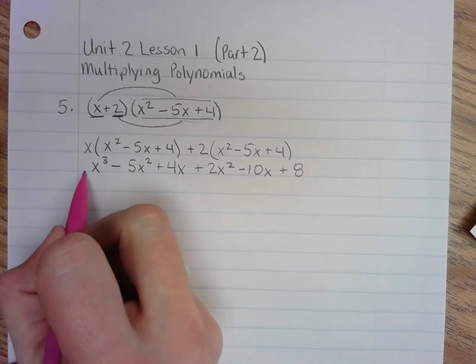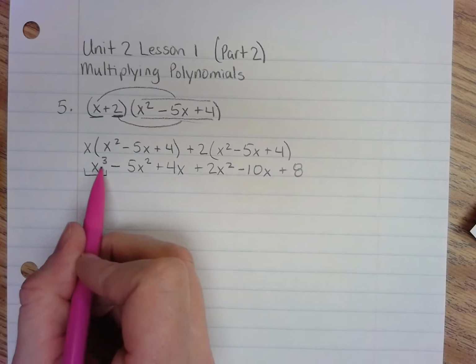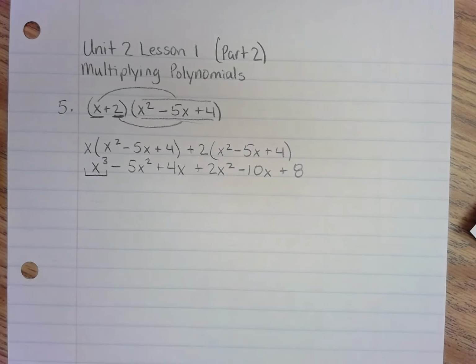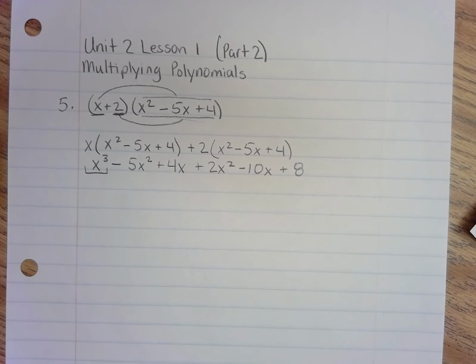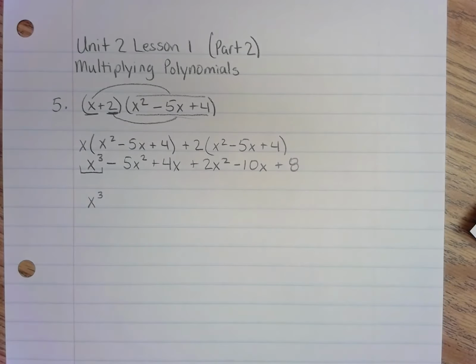So look at each term. It is recommended to start with the highest exponent. So here we have an x cubed, so we can put it in standard form. Standard form means starting with your highest exponent until you get to the coefficient, or until you get to the constant that has no variable. So this is an x to the third term that has nothing else to combine with.